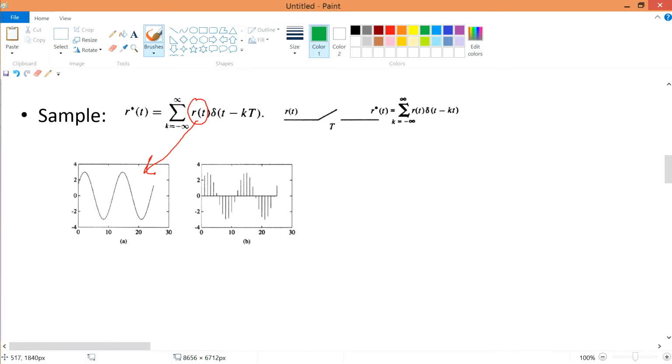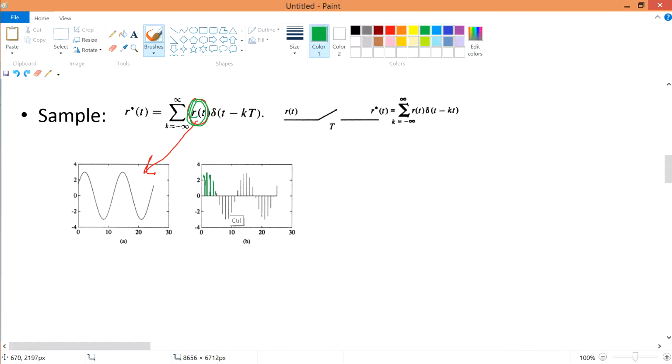Therefore I repeat again, this function over here describes your analog signal, while this one over here describes how you take each of the points from the analog signal by using impulses, taking each of these points over here.